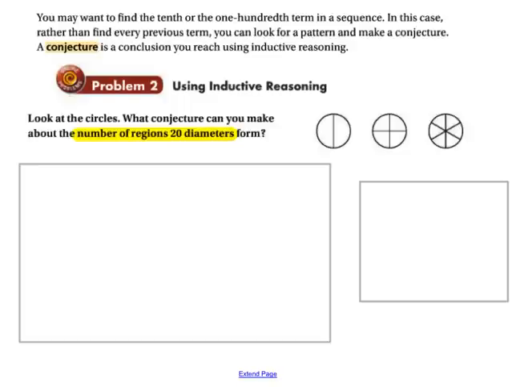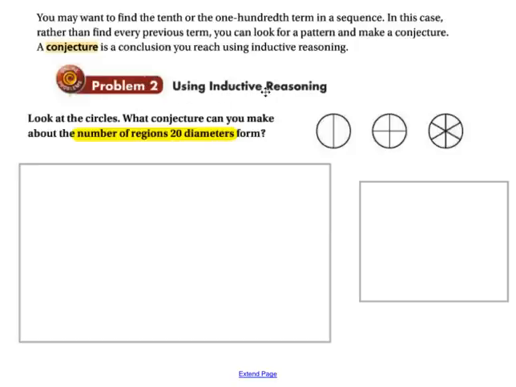If we had a problem where it said we want to find like the 100th term or the 1000th term, we're certainly not going to want to multiply or add or subtract or do something like that every time to get to the answer. So that's where it's going to be helpful to find a pattern. And when we find those patterns, we can make a conjecture to get the conclusion for each of those problems.